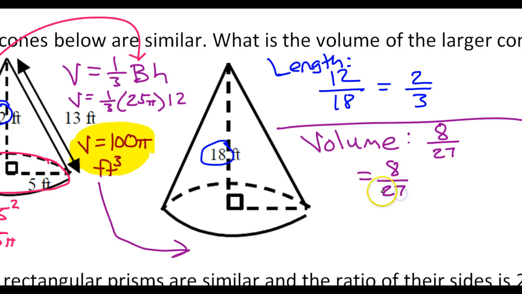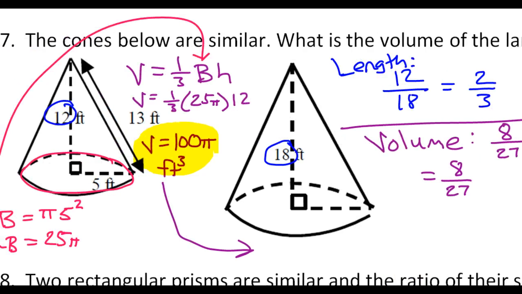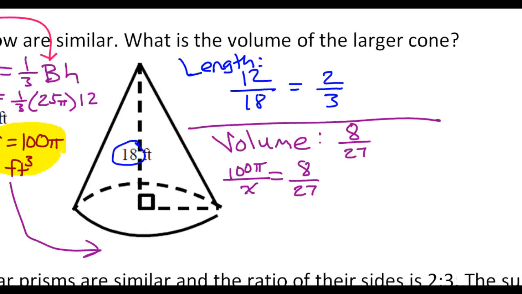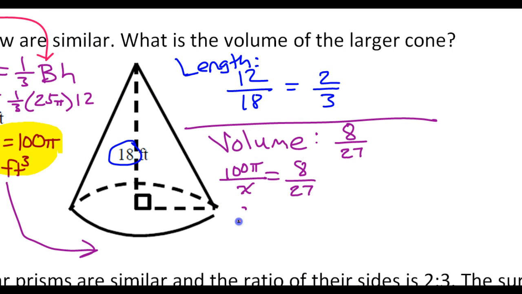8 over 27. I guess we're going small to big. Volumes should equal 100 pi over x. I'm going small to big, so 8 to 27, and then the volumes, 100 pi, unknown. So this is the order of the fraction, and then you just cross multiply. We'll have 8x on this diagonal, and 27 times 100 is 2700 pi.